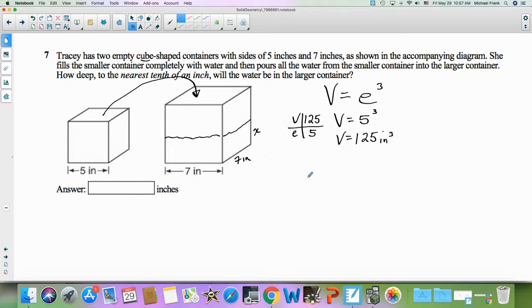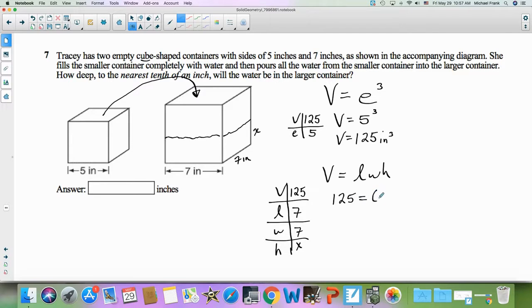So we can treat this like a rectangular prism and say, okay, well, the volume for that is really going to be length times width times height. And if we keep the height that we're looking for as our X, we know that our length and our width are both going to be 7 and 7. And we know that the amount of water is 125. So now we could just substitute this into the rectangular prism formula, which is 125 cubic inches of water. We'll definitely have a length of 7 and a width of 7, but how high is it going to get? That's really the question right there.